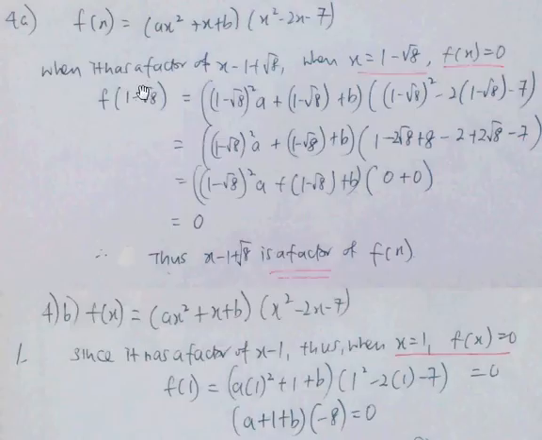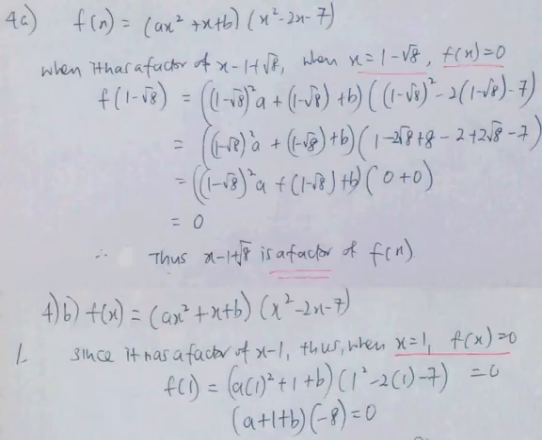We are given a polynomial expression f(x) = (ax² + x + b)(x² - 2x - 7). For part A, to prove that x - 1 + √8 is a factor of the polynomial f(x), it means that when we substitute x = 1 - √8, f(x) = 0. So when we substitute x = 1 - √8, we get this expression.